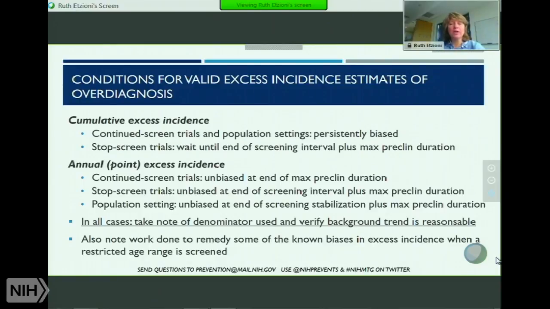I want to note that there's been a lot of work about methodology for excess incidence, and particularly in settings where a restricted age range is screened, and we have not taken this into account in the interface and model that I've shown you. We're looking really at screening the entire population and have not got an age structure. But if you do have an age specific screening range, then there are other considerations to think about, which I don't have time to go into here.